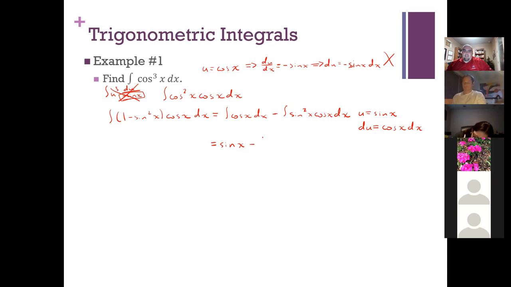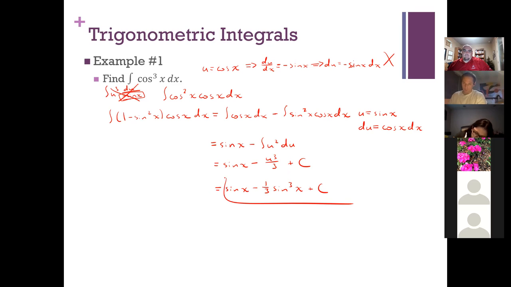And this one here, we're going to rewrite as u squared du. So what is the integral of u squared du? U cubed over 3. Yep, u cubed over 3 plus c. And our last step is just to back substitute. So we get sine of x minus 1/3 sine cubed of x plus c. I'll go ahead and stop there. Any questions about this first one?